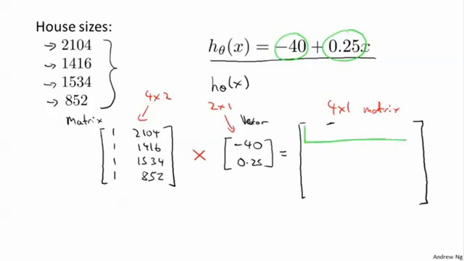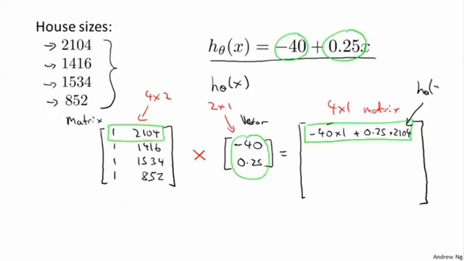Now it turns out the first element of this result, the way I'm going to get that is I'm going to take this and multiply it by this vector. And so this is going to be minus 40 times 1 plus 0.25 times 2104. By the way, on the earlier slides, I was writing 1 times minus 40 and 2104 times 0.25, right? But the order doesn't matter. Minus 40 times 1 is the same as 1 times minus 40. And this first element, of course, is h applied to 2104. So it's really the predicted price of my first house. Well, how about the second element? Hope you can see where I'm going.